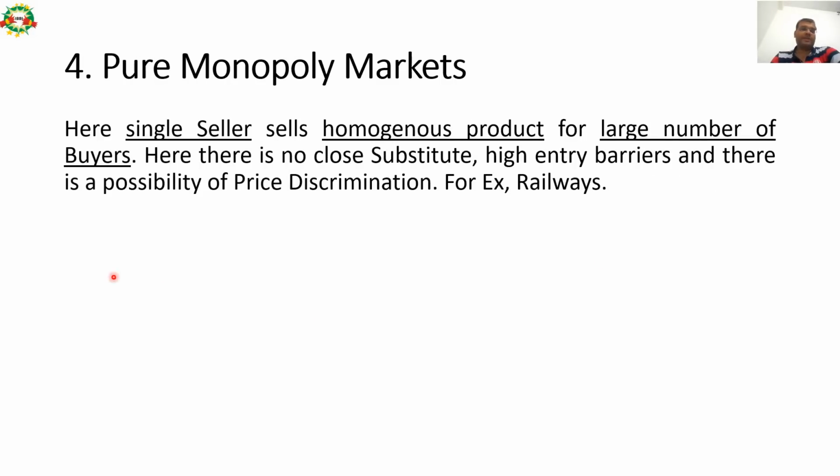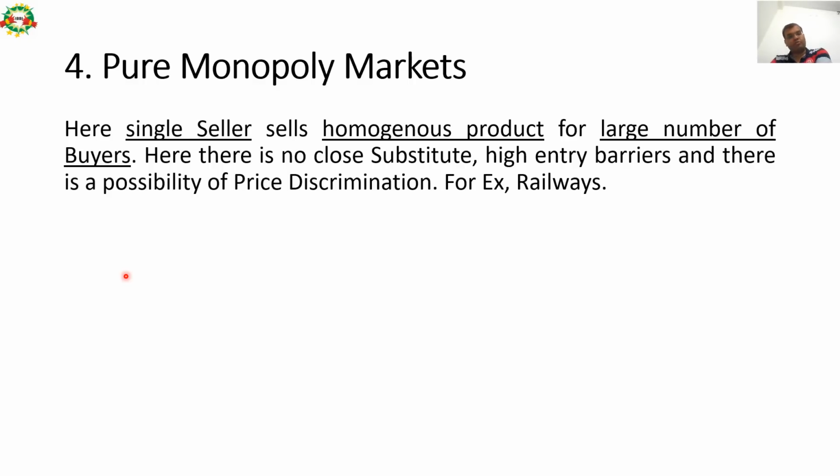And fourth type of market is pure monopoly market. Here single seller sells homogeneous product for large number of buyers. Here there is no close substitute, high entry barriers, and there is a possibility of price discrimination. Classic example of this pure monopoly market in India is railway.